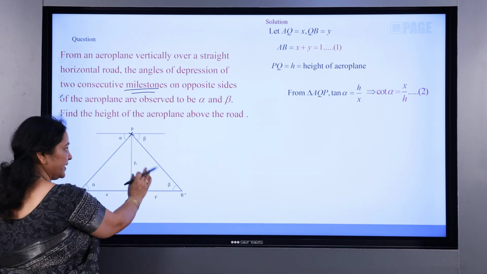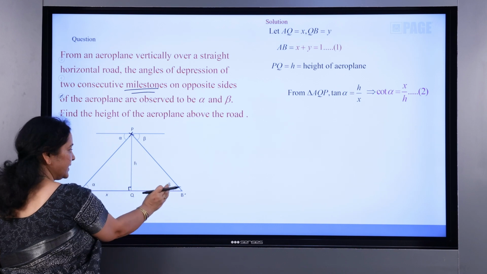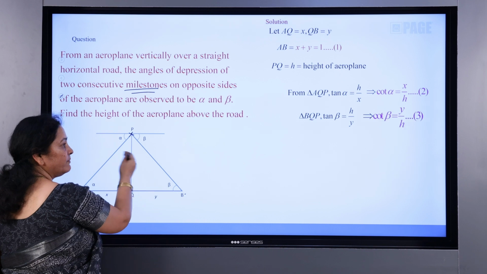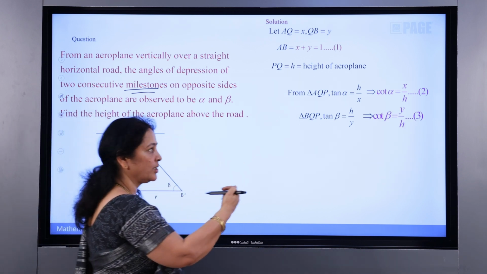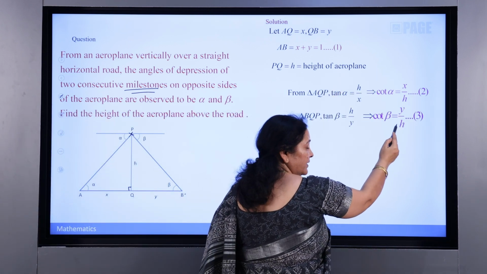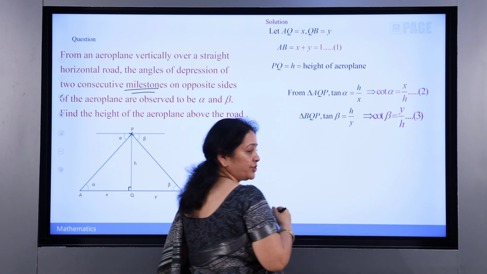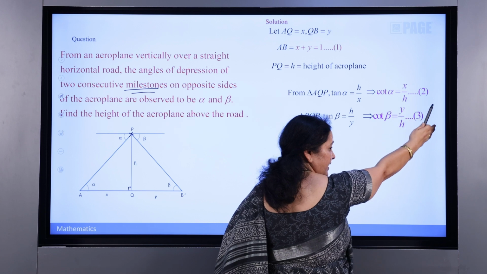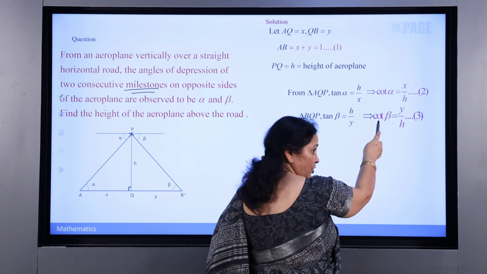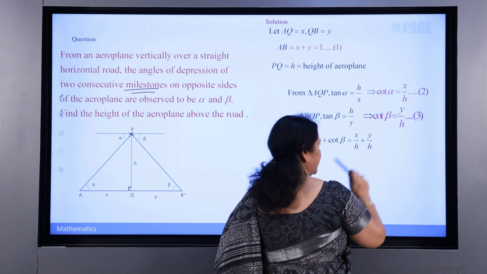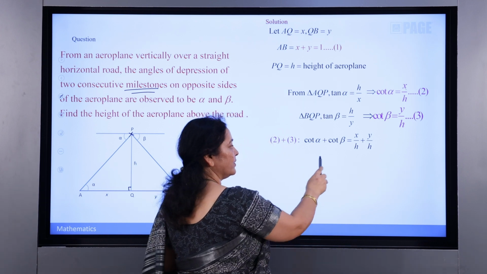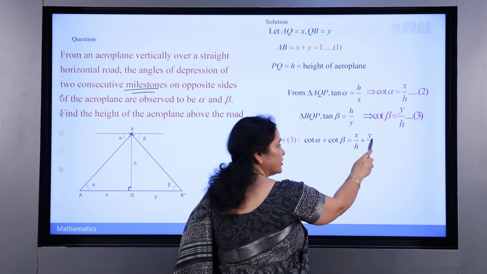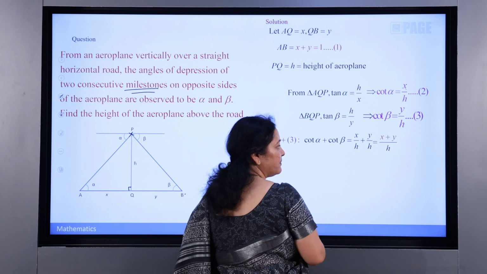Same goes with this triangle. From this triangle, tan beta is h by y. So cot beta, flip this, so it will become y by h. We just numbered the equations 1, 2 and 3. Now add these two equations, 2 plus 3, that is add the LHS and add the RHS separately. Cot alpha plus cot beta equals x by h plus y by h. Now we need to simplify the RHS. Here the denominator is same, h. So just add the numerators. So x plus y by h.